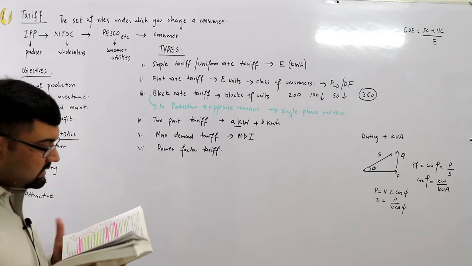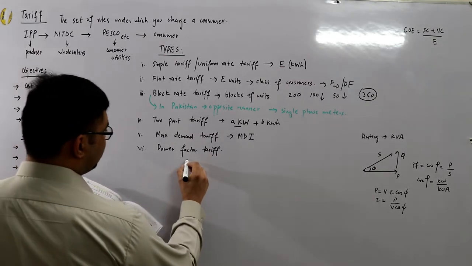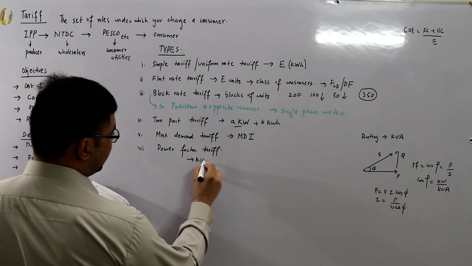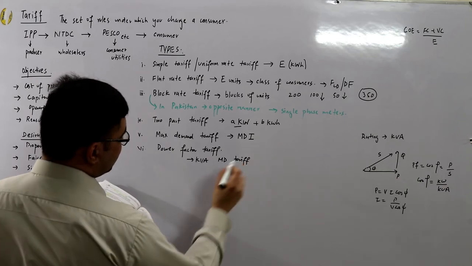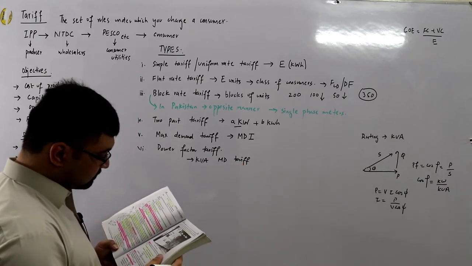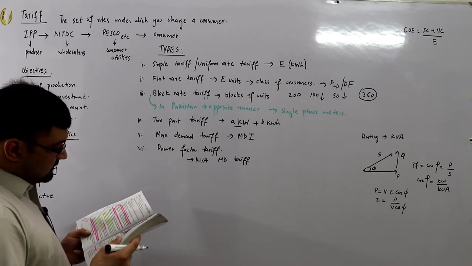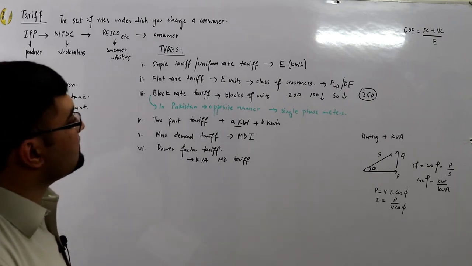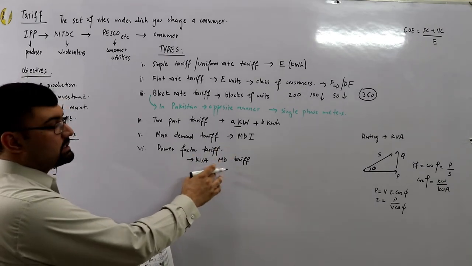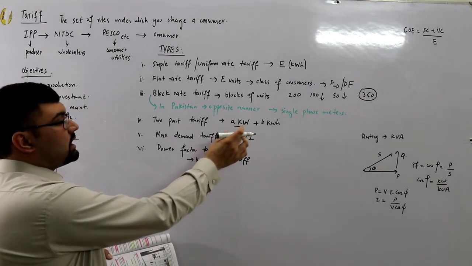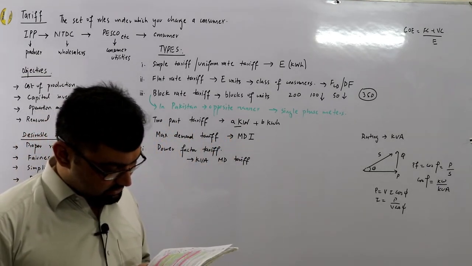In power factor tariff, we've got categories. The first one is the KVA maximum demand tariff. What does this say? In this, the maximum demand is the same thing, but the maximum demand is in terms of KVAs, not in terms of kilowatts. That is the only difference, right?